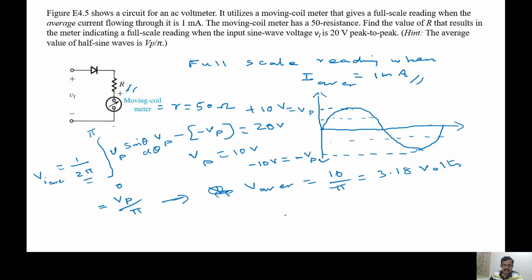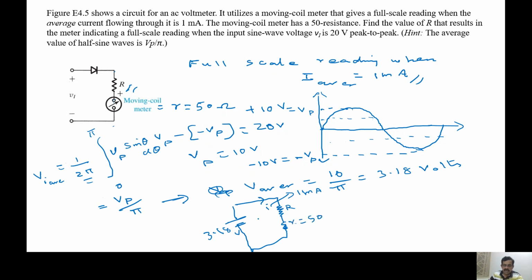And then, as I told you, when the diode is conducting, the equivalent circuit will be like this. So this will be the average value. I can put a DC average value here, that will be equivalent to 3.18 volt, and there will be a current I. That average current equivalent is given. Average current is 1 milliampere, that is given already. We need only this capital R, small r is given as 50 ohms.